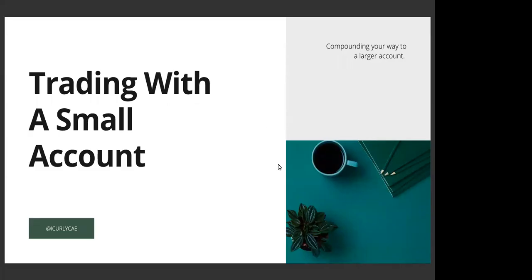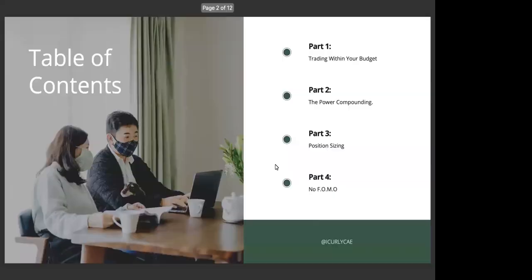All right, cool. So today we're talking about trading with a small account, and this is going to help you compound your way to a larger account. What we're covering today is trading within your budget, the power of compounding, position sizing, and no FOMO, which is basically fear of missing out.